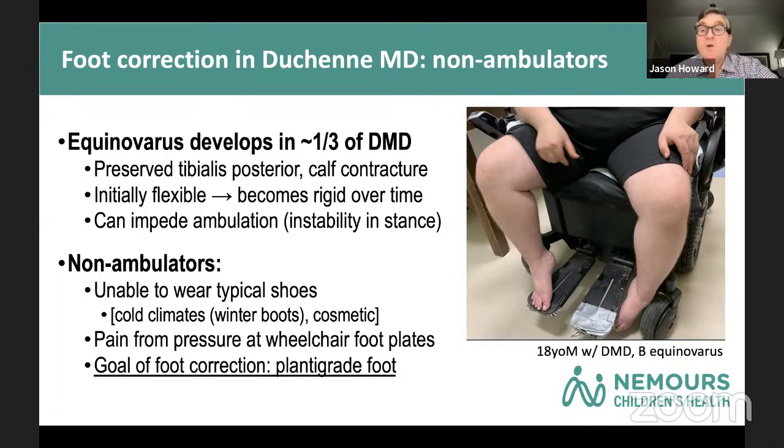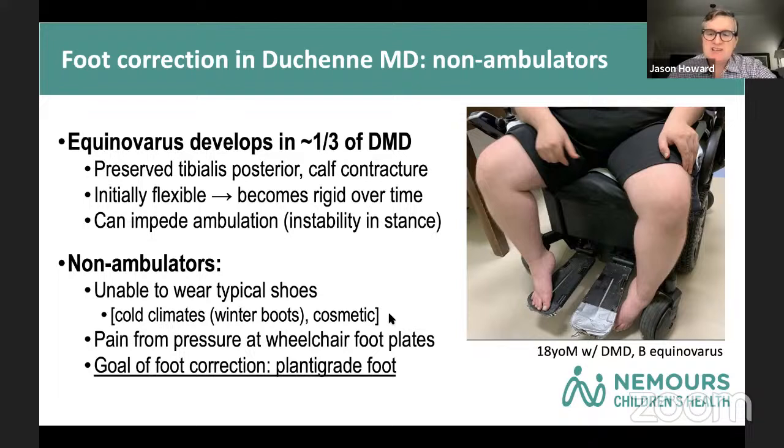In non-ambulators, on a cold winter day like today, here where I am in the Northeast United States, these kids are unable to wear things like typical shoes or boots that can keep their feet warm. And more importantly, for these teenagers, they care about their appearance just like any other teenager, and not being able to wear a nice shoe or a sneaker has an impact for them.